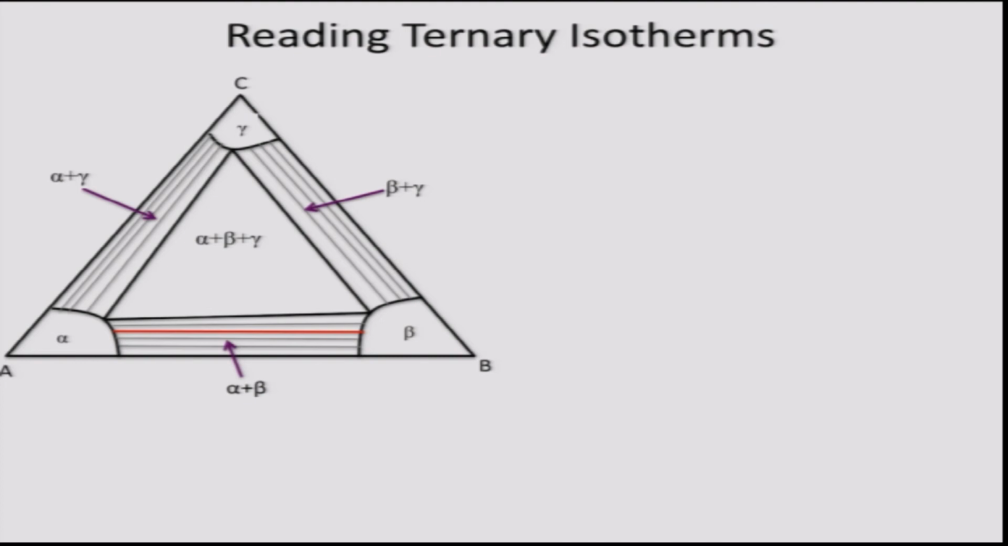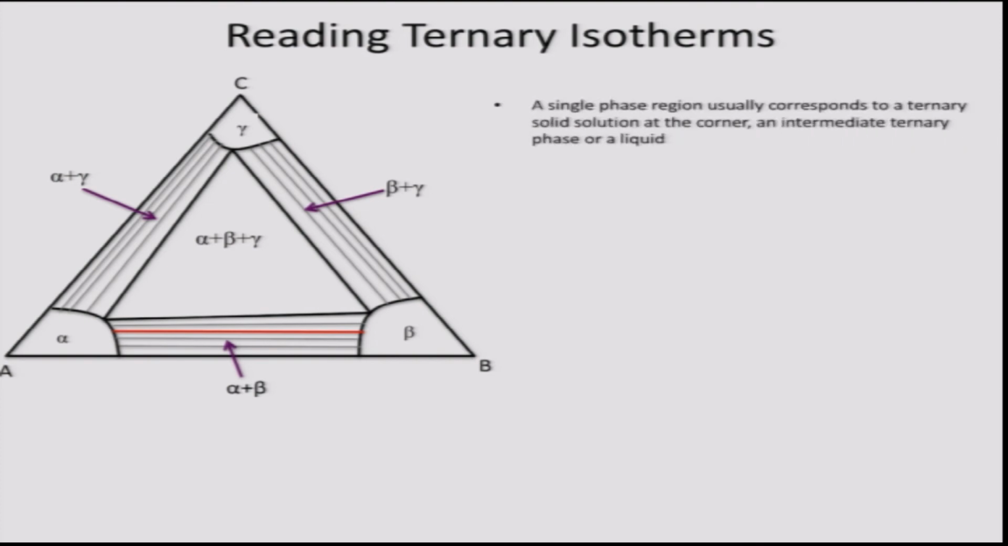If you consider the A rich corner, both the binaries AB and AC have some terminal solid solubility on the A rich side, that is, C is soluble in A to some extent, and B is soluble in A to some extent, and the corresponding phase is labeled as alpha. This solubility also extends to some extent into the ternary compositions, and hence on the A rich side you will see there is a single phase solid solution alpha. Similarly, on the B rich side there is a single phase region beta, and on the C rich side there is a single phase region gamma.